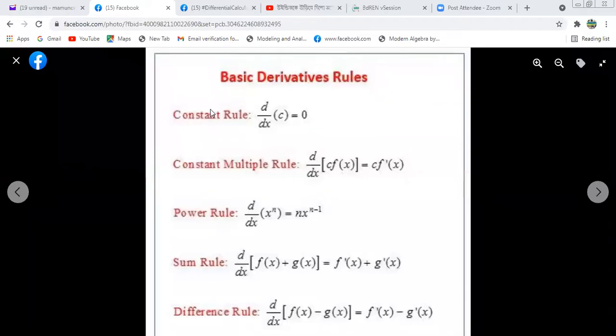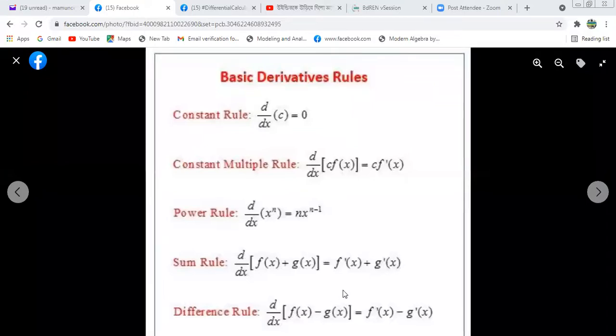First rule is the constant rule. d/dx of a constant will be what? 0. Remember it. Differentiation of any constant with respect to x will be 0. And the constant multiple rule: d/dx of c, where c means constant, times any function f of x will be c into the derivative of f of x. Now the power rule, a very important rule: d/dx of x to the power n equals n into x to the power n minus 1. And the sum rule: the derivative of the sum of any two functions will be the sum of their individual derivatives, that means differentiation of f of x plus differentiation of g of x.